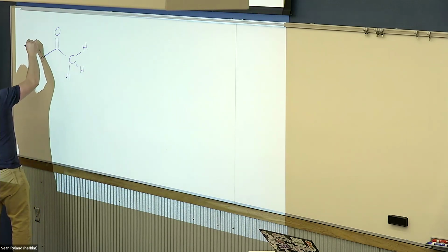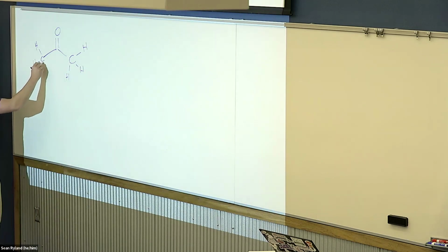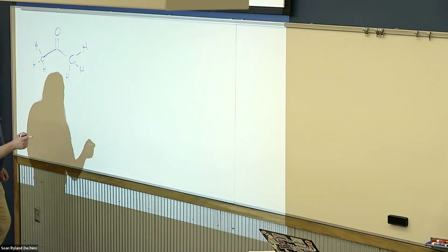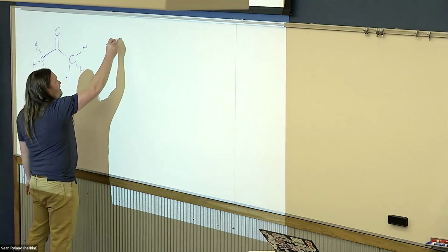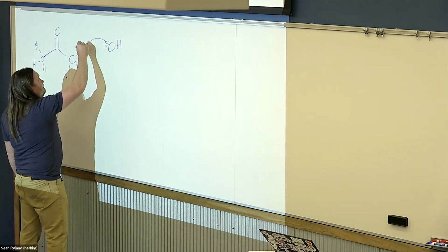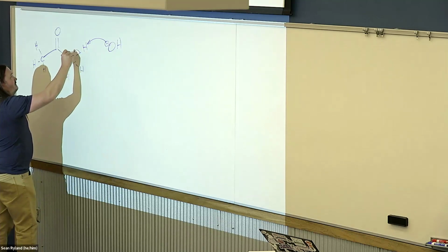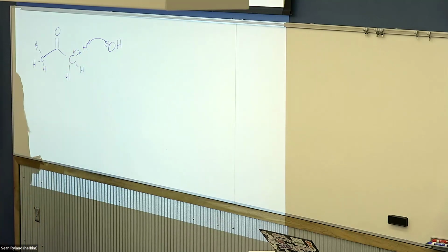Seems like fewer steps. We see that a lot. The base catalyzed version tends to have fewer steps because there's fewer protons to move around. In this case, if it's base catalyzed, you start by making a carbanion. So you pull that hydrogen off first.